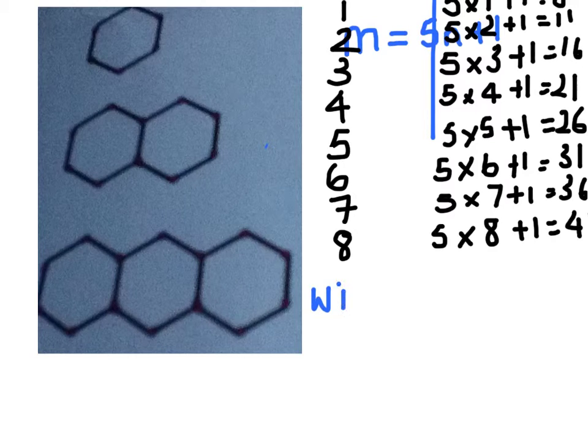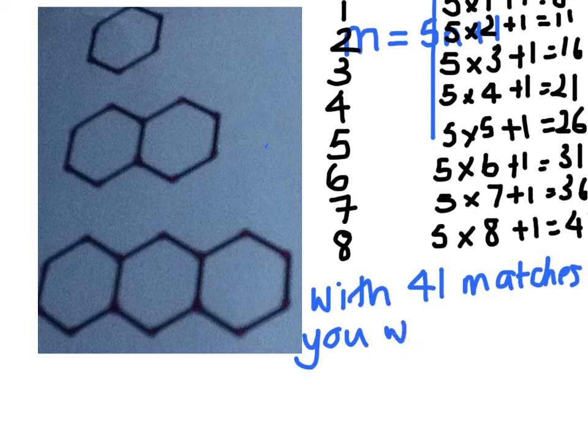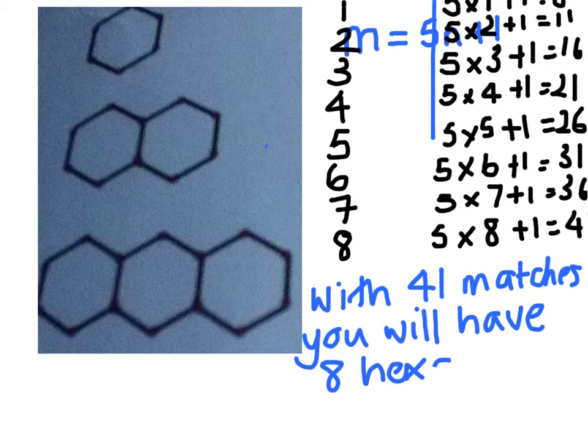with 41 matches, you will have 8 hexagons. Alright, because here I've got my 8 hexagons coming from my 41 matches.